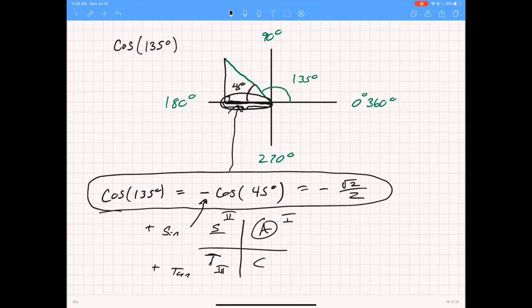Calculus, you can guess, is cosine. Cosine is positive and everything else is negative. And that happens in the fourth quadrant.